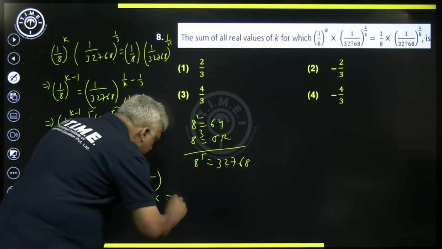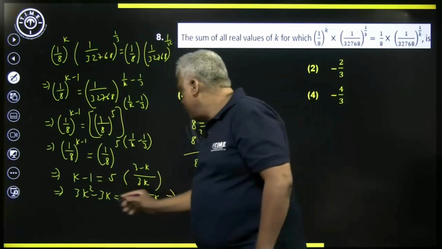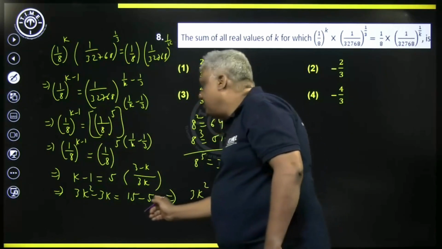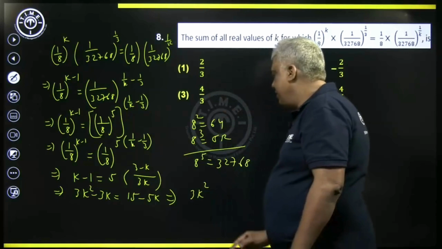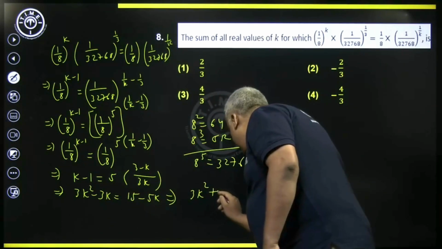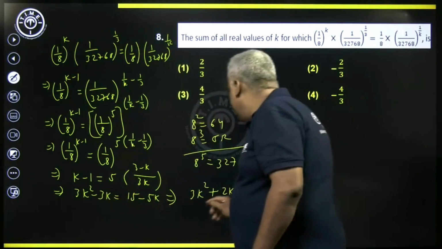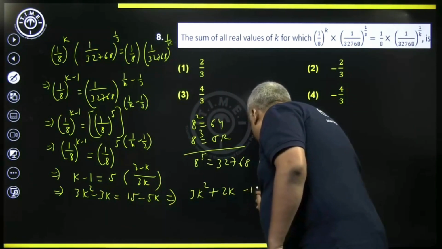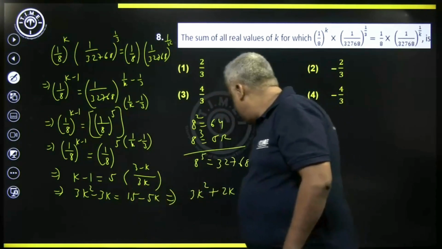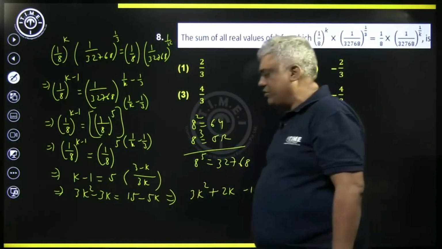Or we can write it as 3k square. Let us bring 5k to the left hand side, 5k minus 3k is 2k. So, plus 2k and minus 15 equals 0, right, okay. Fine. So, this is the equation, right.